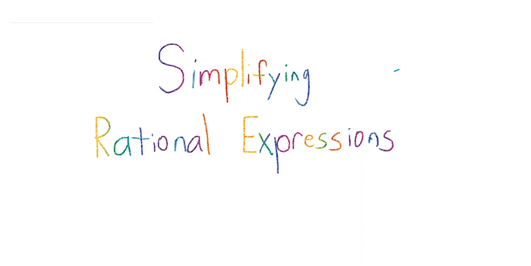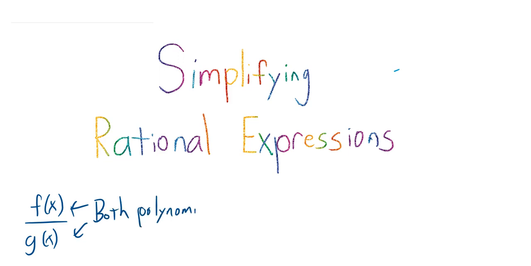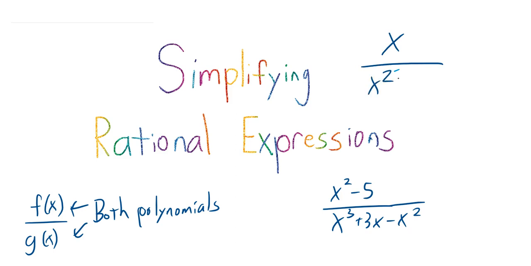Let's talk about simplifying rational expressions. So I guess the place to start is, what is a rational expression? A rational expression is anything that looks like a fraction, but instead of numbers, it's polynomials. So it's something like f of x over g of x, where both f of x and g of x are polynomials. An example would be x squared minus 5 over x cubed plus 3x minus x squared. Sure, that's one. Or x over x squared plus 8. That's another. Anything where on top it's a polynomial and bottom it's a polynomial is a rational expression.